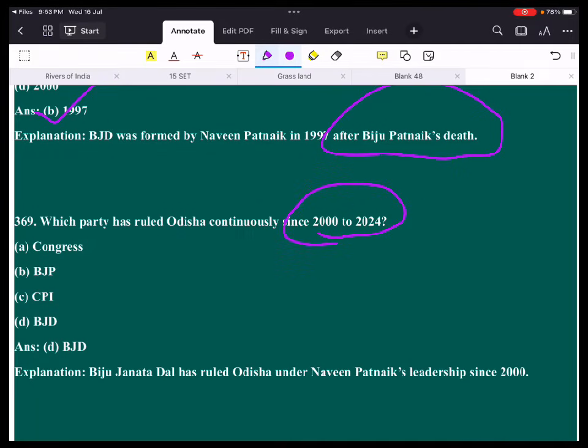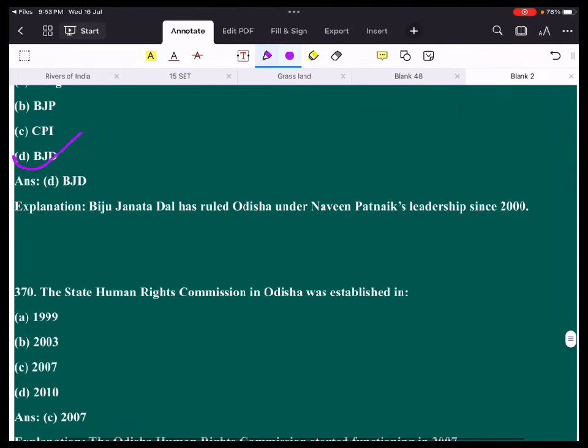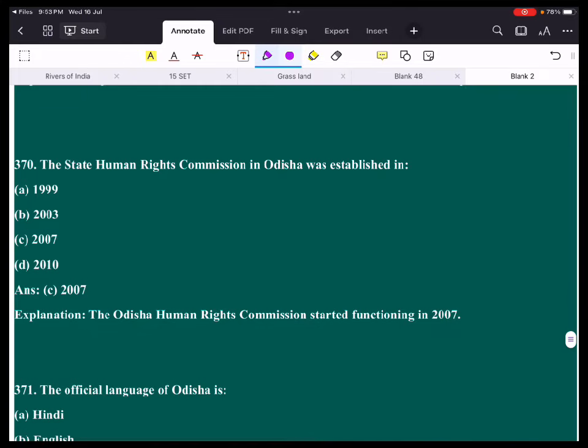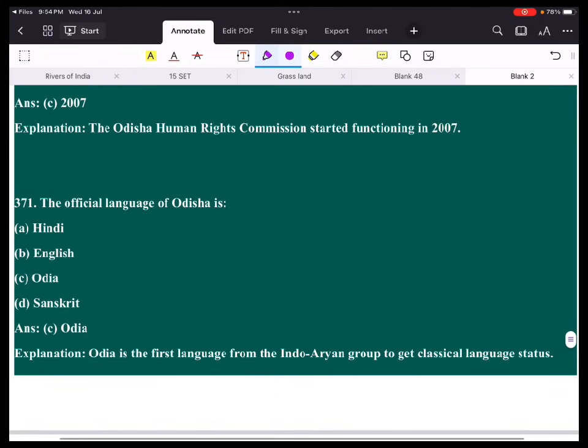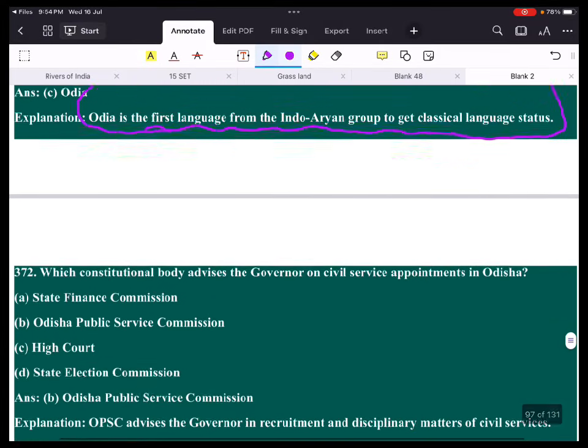BJD, option D. The State Human Rights Commission in Odisha was established in 2007, option C. The official language of Odisha? Option C, Odia. Odia is the first language from the Indo-Aryan group to get classical language status.